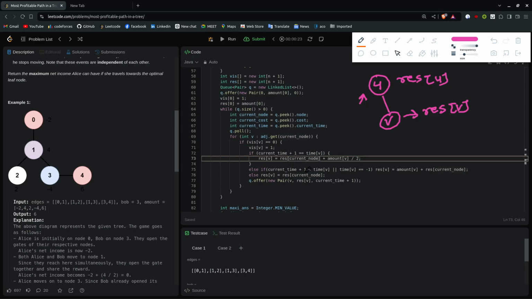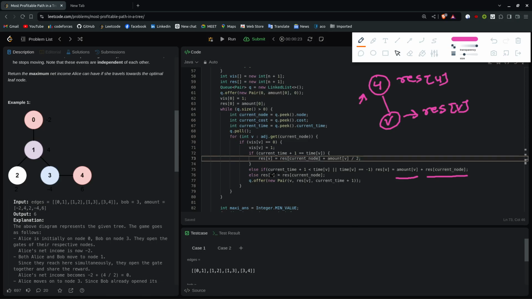The other case is, what if the current time is lesser than time of v? This means that Alice was able to visit some node before Bob, or the time to reach that particular node is -1, meaning Bob has never visited that particular node. Then we have to add the entire amount to Alice's amount. So resultant of v equals the previous amount plus the current amount. The entire amount will be added to Alice's answer.